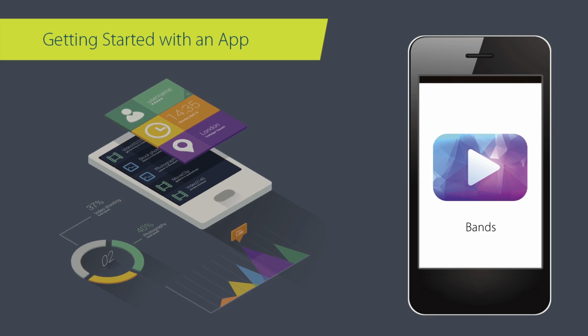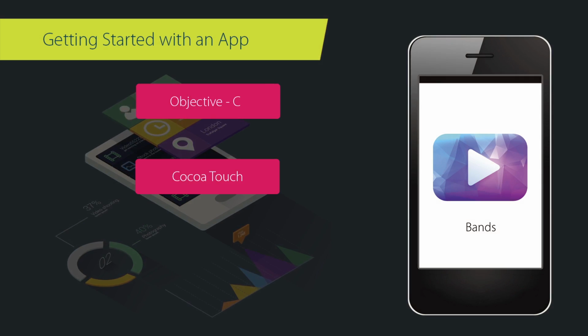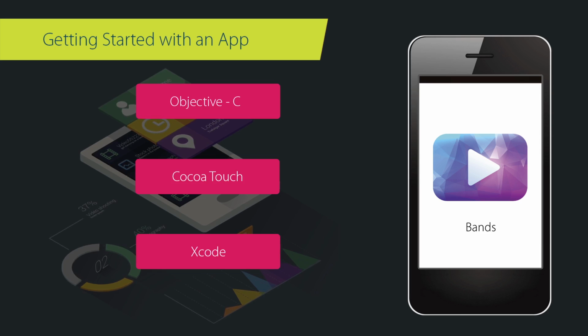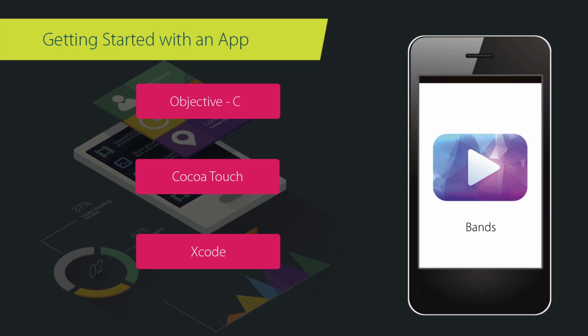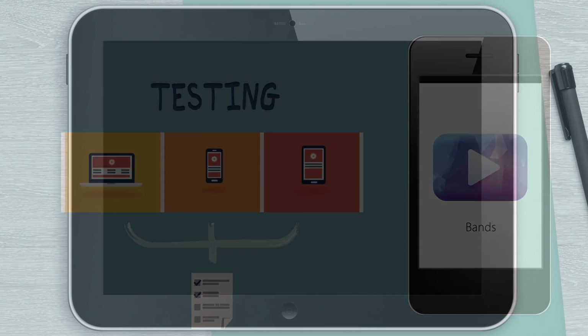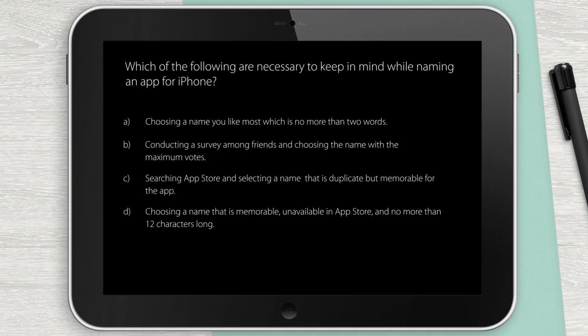To develop an app, you need to use Objective-C and Cocoa Touch, which are the language and framework used to create iOS apps. Developing an app also requires the use of Xcode, which is the Integrated Development Environment, or IDE, from where you can implement each feature of an app. Once the features are implemented, the app must be sent to beta testers before it can get into the App Store. Before we wrap up, see if you can answer this question based on what you've learned so far.